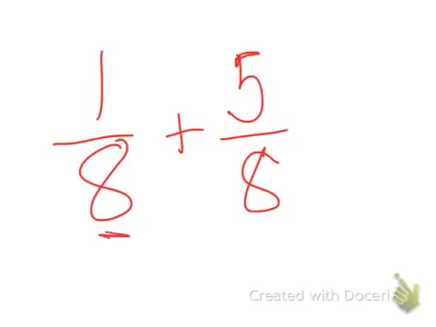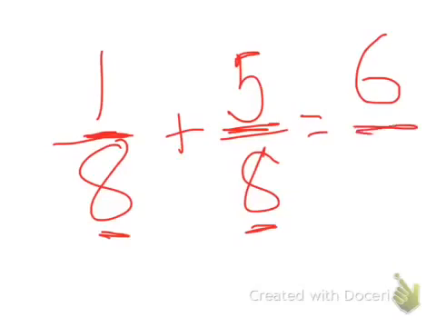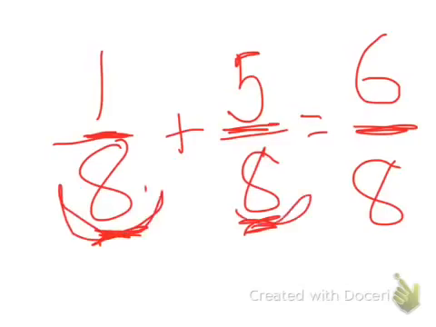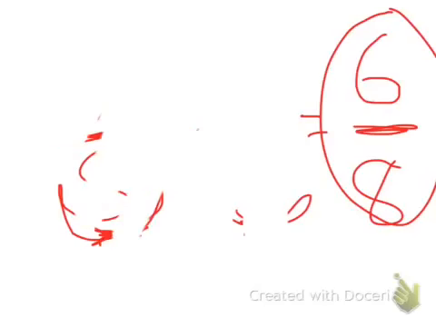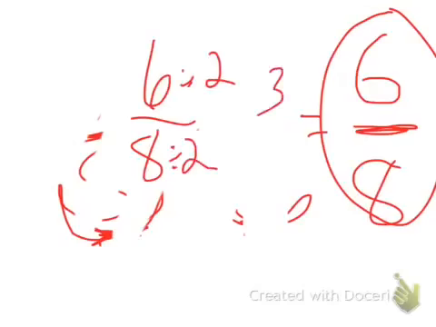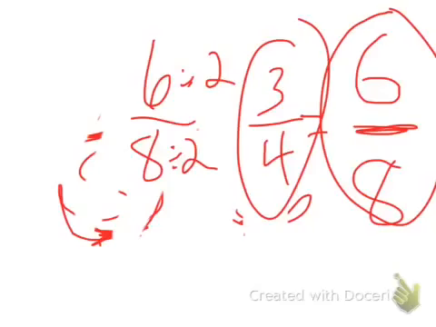Okay, now since the denominators are the same, that means they're broken into the same size pieces, so all we have to do is add across the top. 1 plus 5 is 6, and we're going to keep the bottoms the same because they are 8. We do not add 8 plus 8. The bottom only means what size the pieces are. So our answer is 6/8, but that is not simplified because both numbers are even. So what we need to do is take 6 divided by 2 and 8 divided by 2, and we'll get 3/4. So 3/4 is our answer.